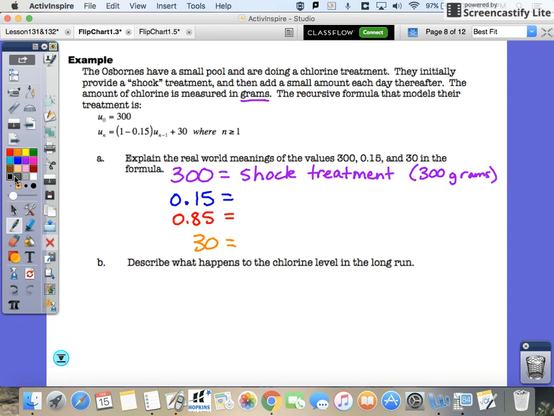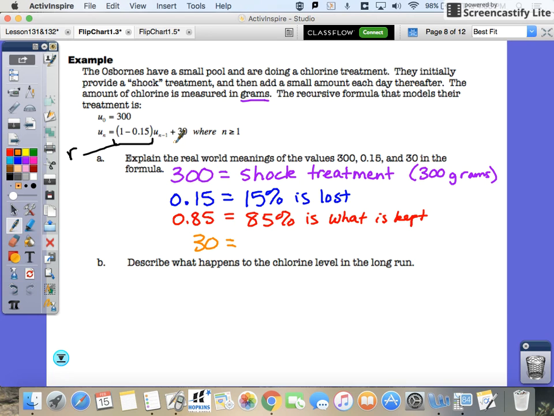Then this represents our ratio right here. This has always been our ratio. And if we have 1 minus something, that means 100% minus 15%. 15 or 0.15, that means 15% is lost. It either just kind of disappears, it serves its purpose and goes back out into the atmosphere or whatever, but they lose 15% of the chemicals. 0.85 is 85%, which is the amount that's kept, I guess. 85% is what is kept. And then 30, that's the little addition on the end here.